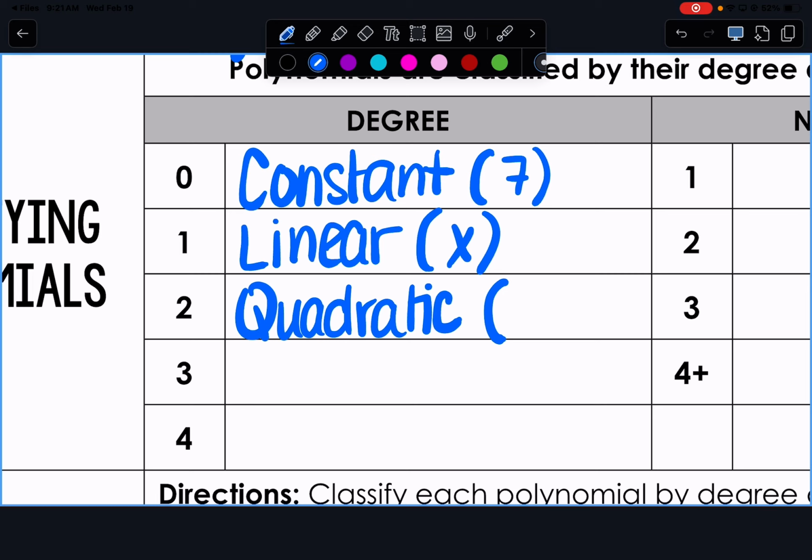And so an example of that would be like x squared. Okay? Then for a 3, we're going to have cubic, which is x to the 3rd.